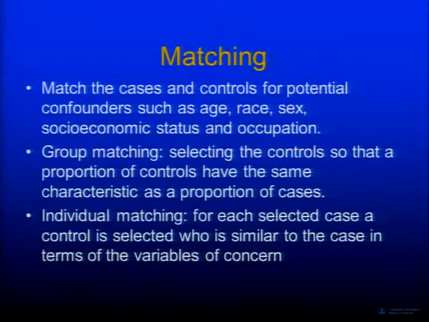You can also do individual matching. In that case, for each case that's selected, a control is selected who is similar to the case in terms of the variable of concern. So if I have a 60-year-old female that comes in with colon cancer, I'm going to want a 60-year-old female without colon cancer to be her matched pair. And when you do it that way, your whole analysis is by paired analysis. In a couple of weeks, we'll come back to this concept and do some calculations.